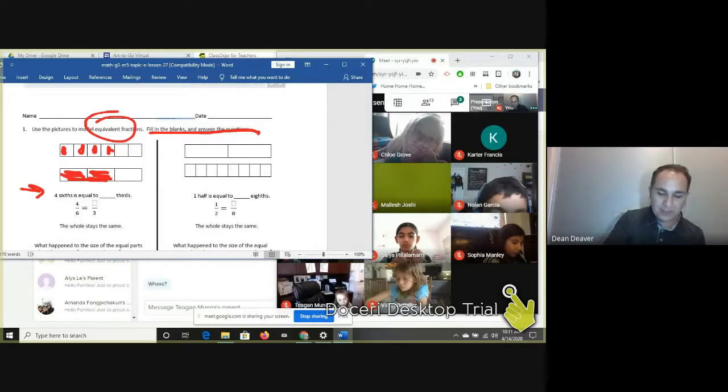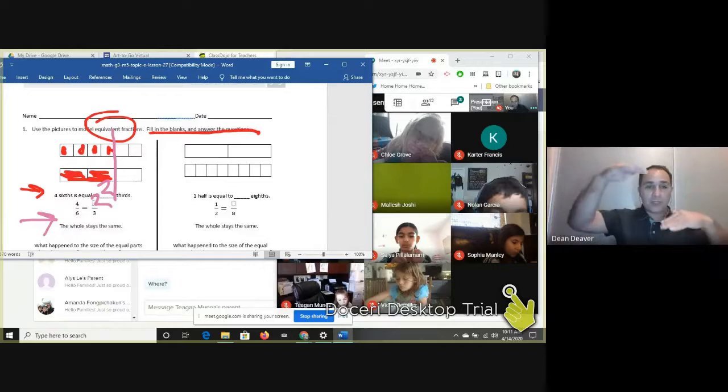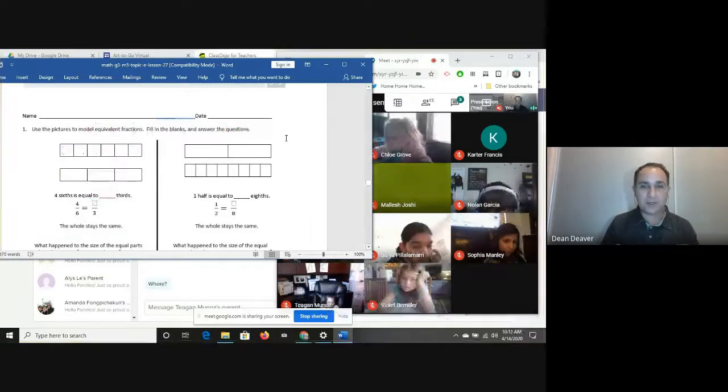Let me get a different color here. You see how it's equal right there. So in this case, 4/6 is equal to 2/3. Now look, the whole stays the same, like it says right here. Remember, this is why we do the tape diagrams right on top of each other. It helps us see what we're doing. It makes a lot more sense.